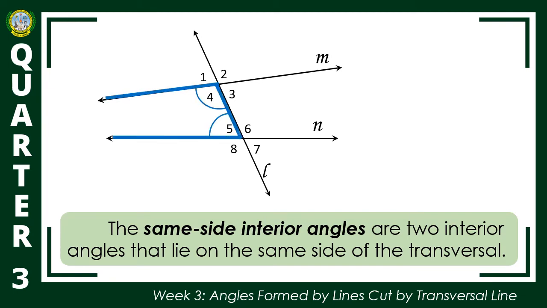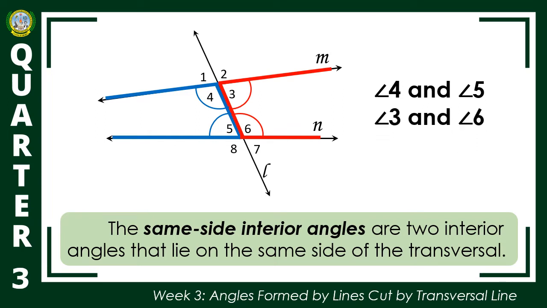Of course, ang partner ni 4 ay si angle 5. Okay? And ang partner po ni angle 3 is angle 6. So, para siyang letter C na magkatalikuran. Okay? Parang letter C yung na-form niyang figure. Okay? So, that's same side interior angles. Interior angles on the same side. Tatandaan lang po yun.